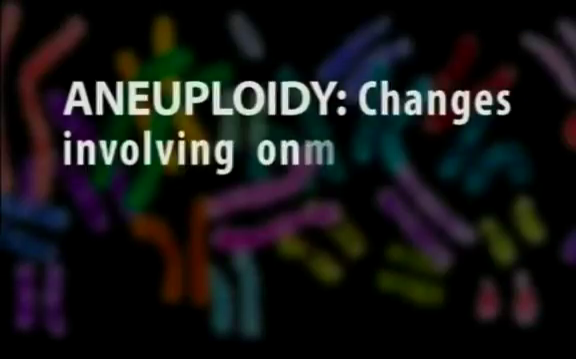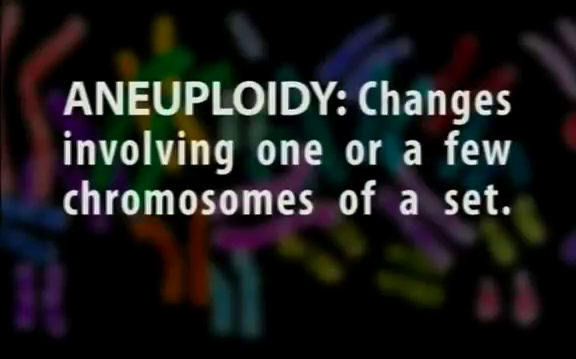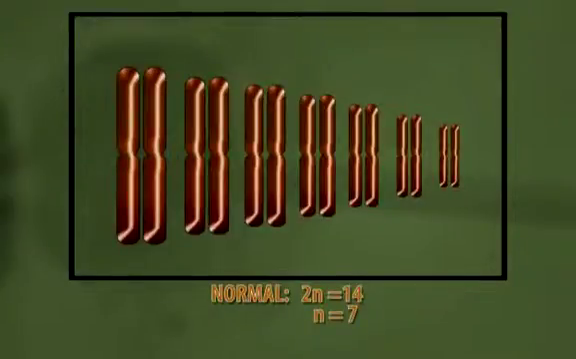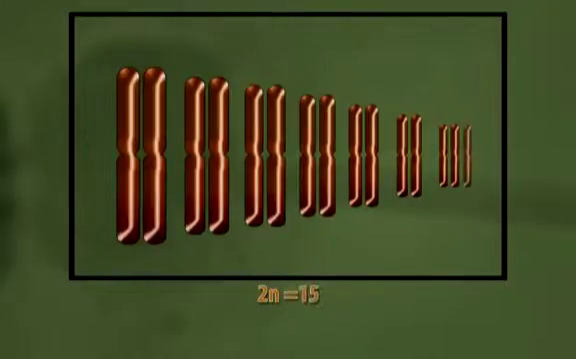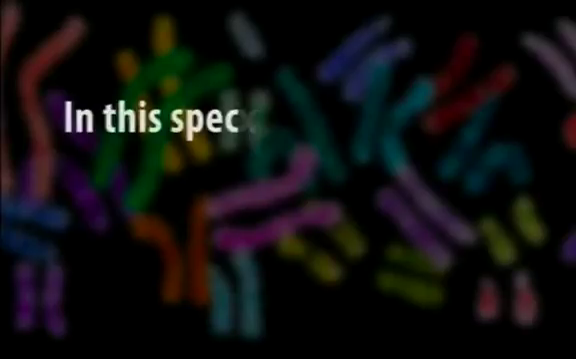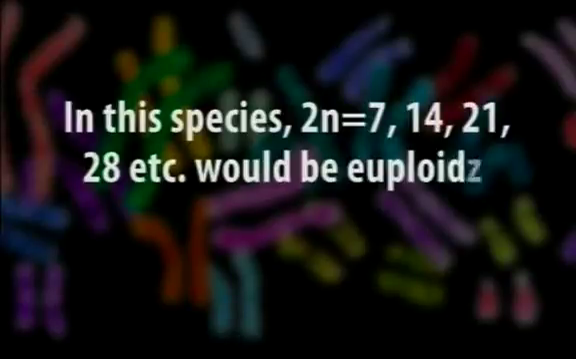Whereas aneuploidy involves changes in one or a few chromosomes. There can be either an increase or a decrease of one or a few chromosomes. Say, for example, a species with 2n equal to 14, n equal to 7. In this species, if there are variations in chromosome number, then 2n equal to 15 or 2n equal to 13 instead of 14 are aneuploid situations, whereas 2n equal to 7, 14, 21, 28 are different euploid conditions.